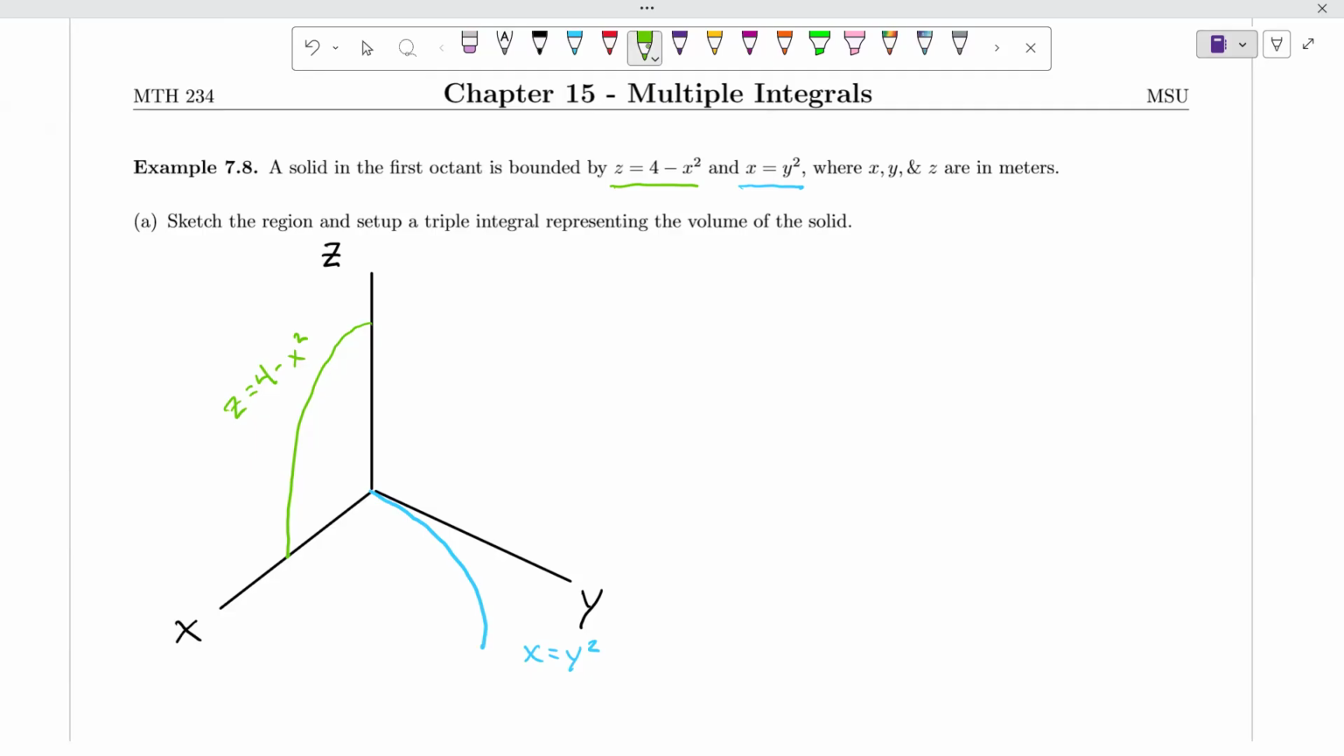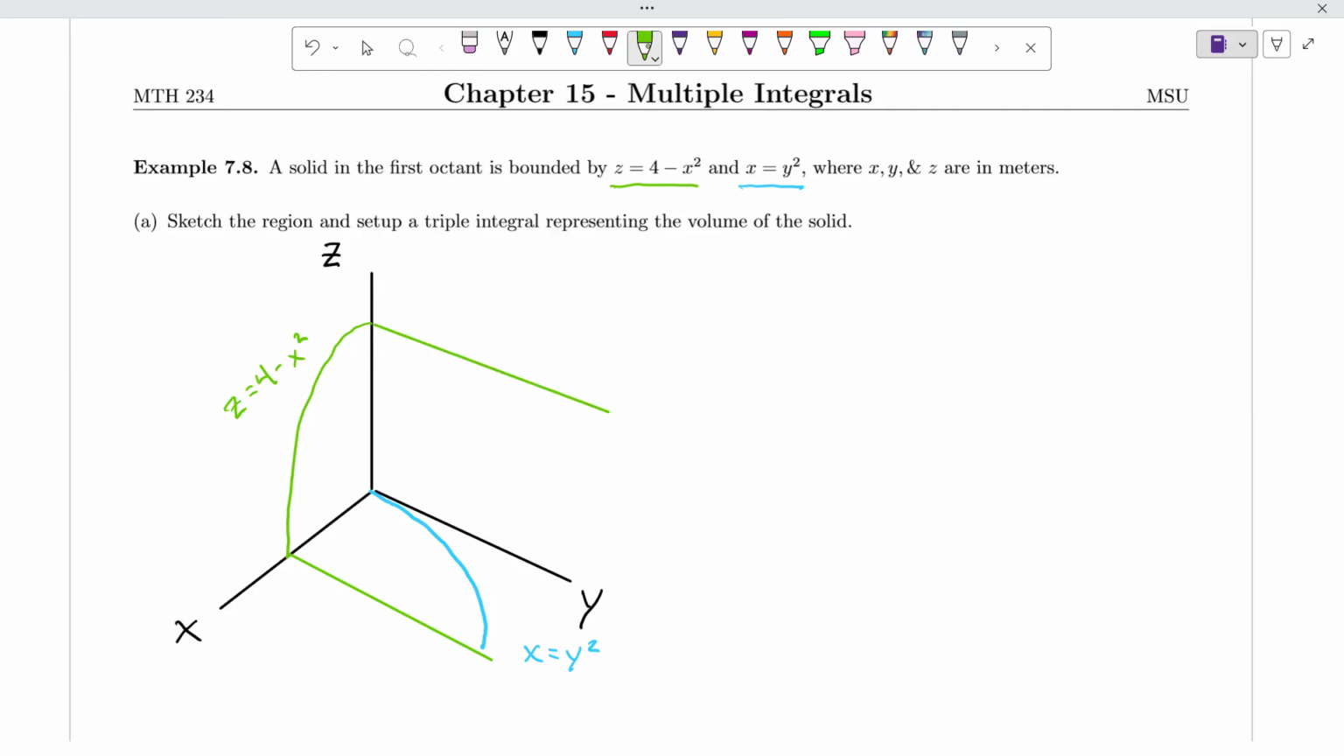So I have those shapes that show up, and now I just want to sketch out what they look like a little later on. So again, these things are cylinders, so they'll be unchanging along the axis of the variable that we don't have in the equation.